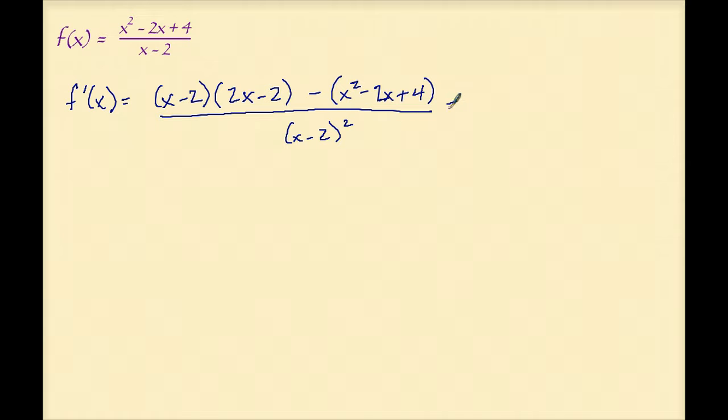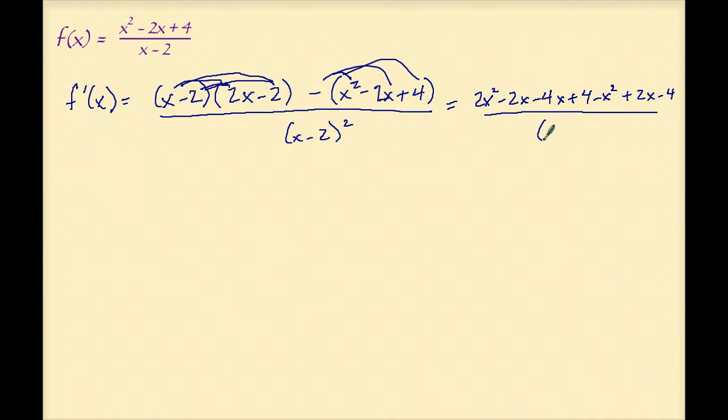Now let's simplify that numerator. I'm going to FOIL together these two binomial terms, and I'm going to get 2x squared minus 2x minus 4x plus 4, and then distributing the negative here gives me negative x squared plus 2x minus 4, and of course that's all over x minus 2 quantity squared.